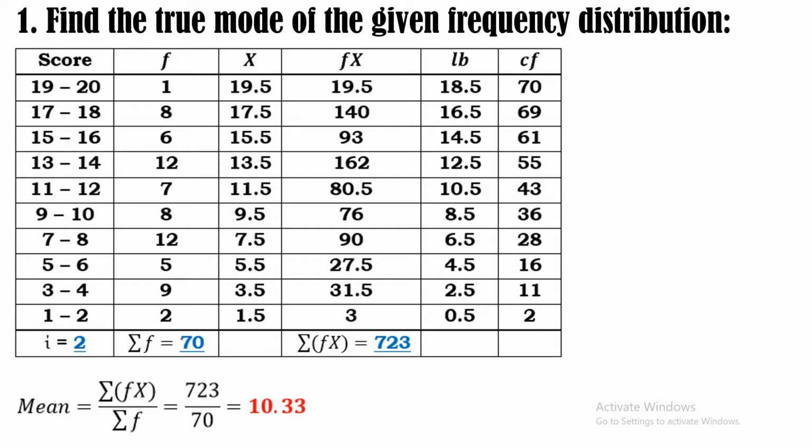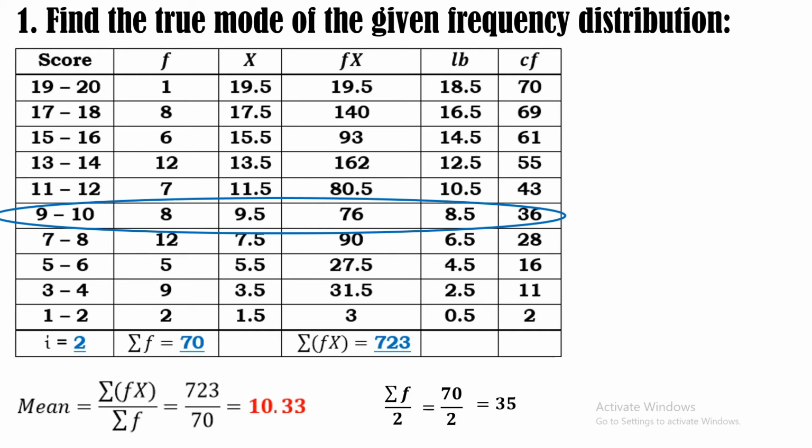Now let's find the median class because we need it to solve for the median. To find the median class, we use the formula summation of f all over 2. Summation of f is 70, so that's 70 divided by 2, it's 35. Now looking at the CF values, the smallest number greater than 35 is 36. So the median class is the class containing the CF value 36. So this is our median class.